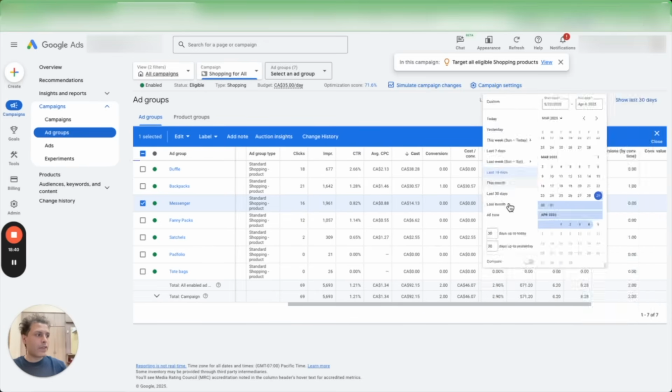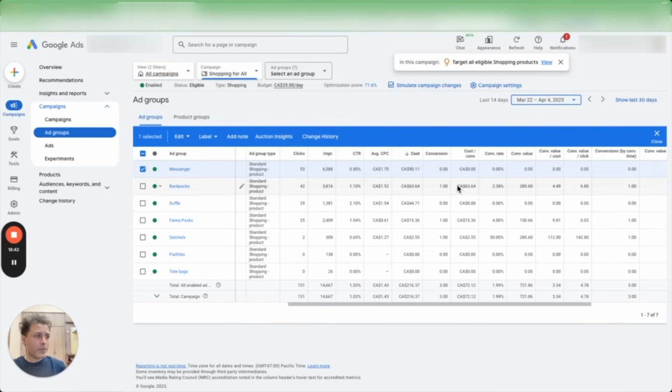Let's see what the last 14 days says. In the last 14 days, I realized that it had spent $90 and hadn't got us any results. So obviously I increased the target ROAS just to make sure that we're not spending much on this one. After that, in the last 7 days, Google stopped spending too much like it was doing before, and it has only spent $14.